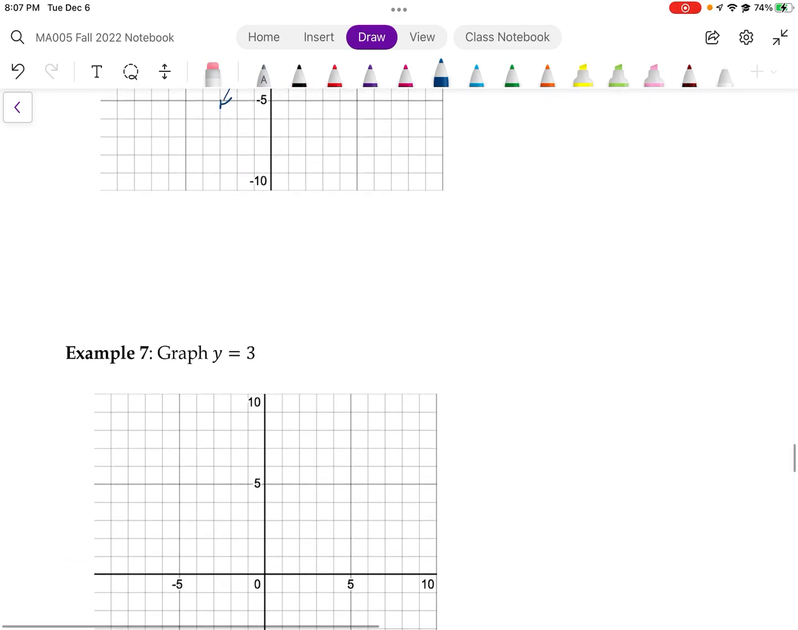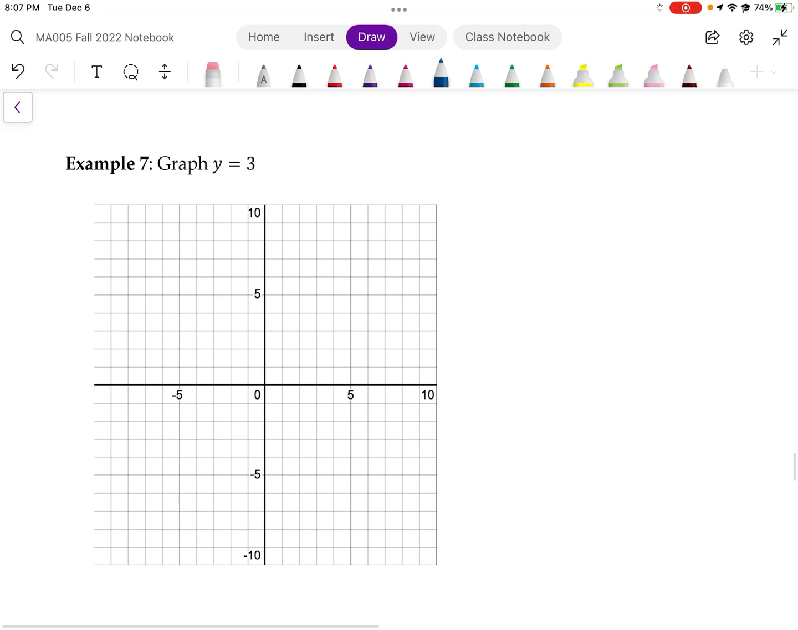All right, so these are a little bit more challenging than they look, so I want to talk about these. Graph y equals 3. So what would I do with y equals 3? There's no x to plug in. So what that means is there's no x. It's never going to cross the x-axis. So it's always going to be y equals 3.